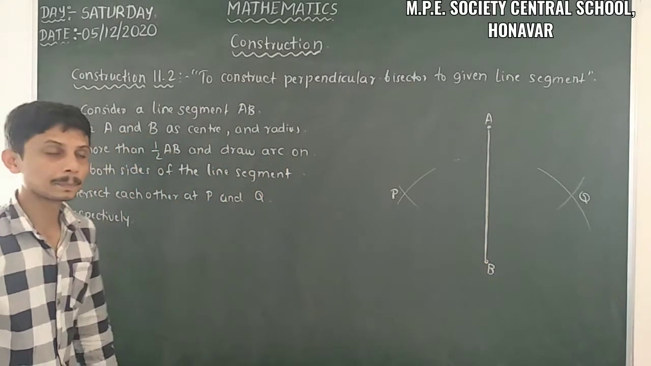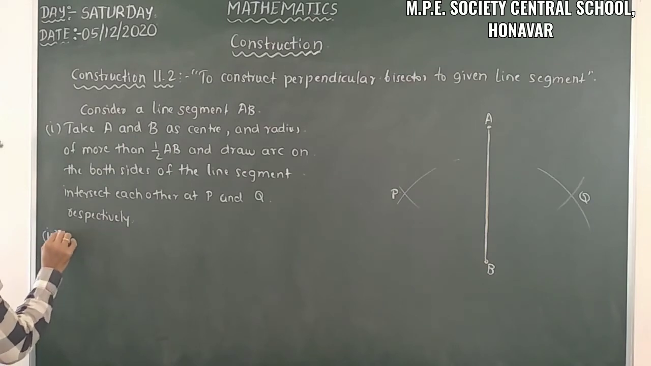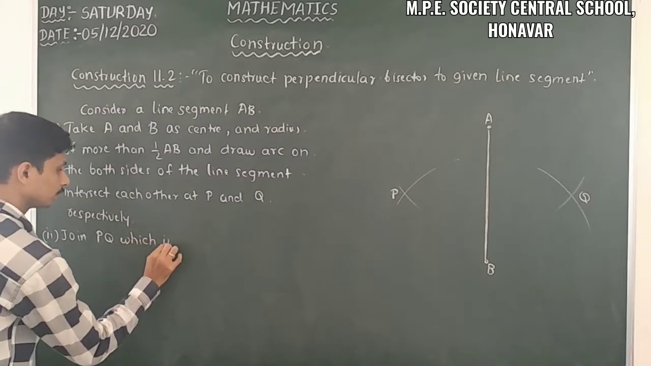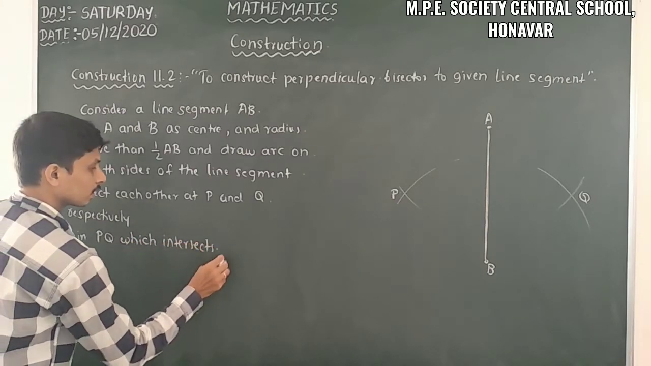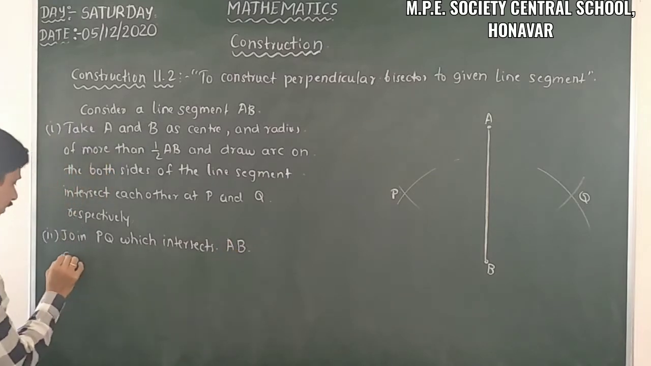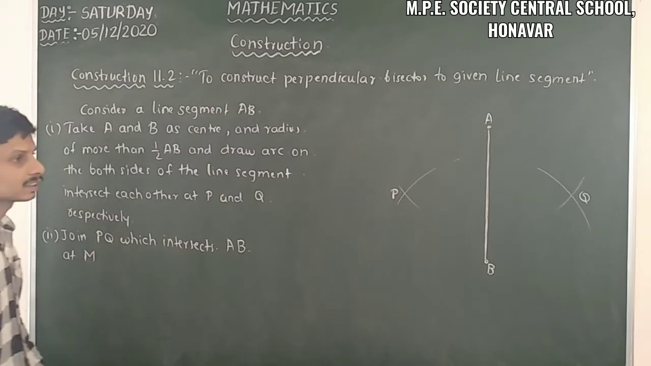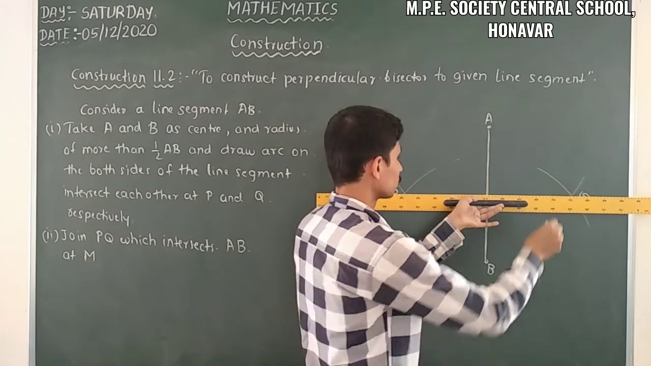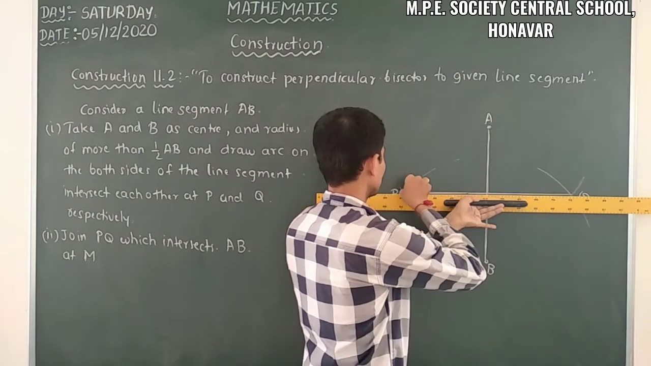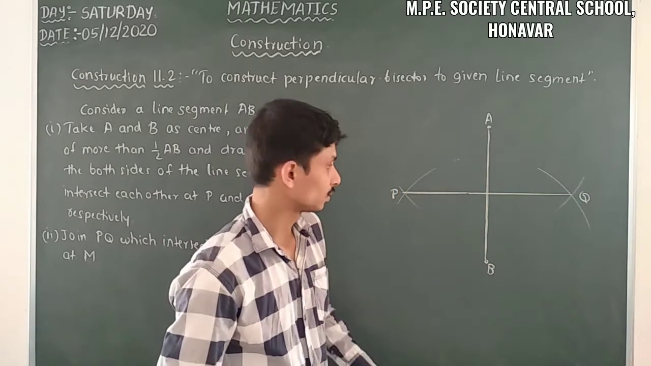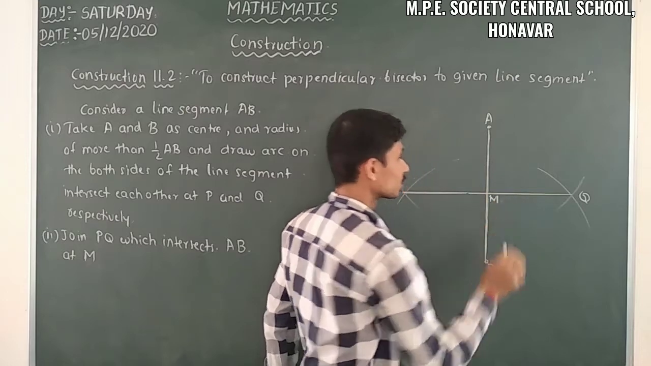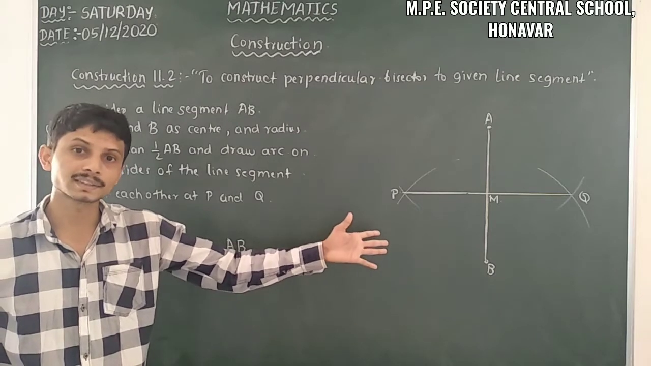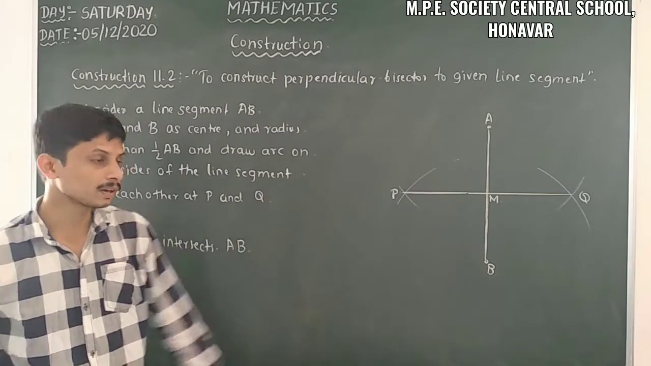Then we have to join PQ. The second procedure is to join PQ, which intersects AB at M. So here I will join PQ, and it intersects at M. Therefore, PMQ is the perpendicular bisector, not only a bisector of line segment AB, it is a perpendicular bisector of AB.